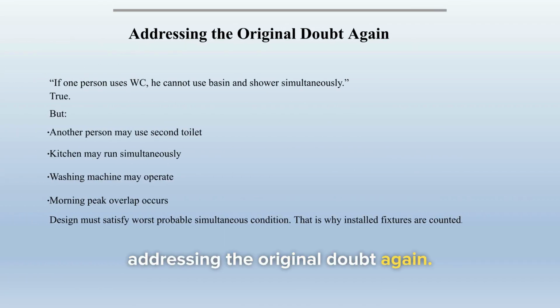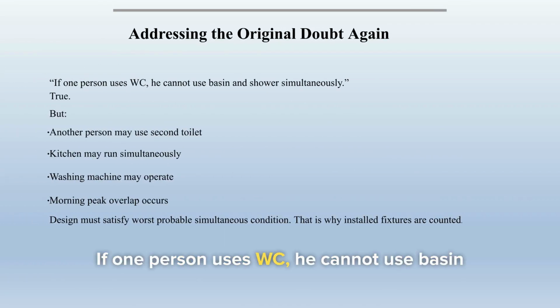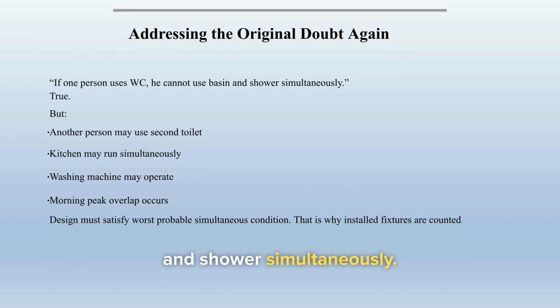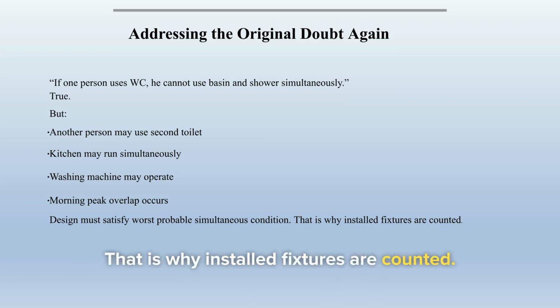Addressing the original doubt again. If one person uses the WC, he cannot use the basin and shower simultaneously. True, but another person may use a second toilet, and the kitchen may run simultaneously. A washing machine may operate, and morning peak overlap occurs. Design must satisfy the worst probable simultaneous condition. That is why installed fixtures are counted.